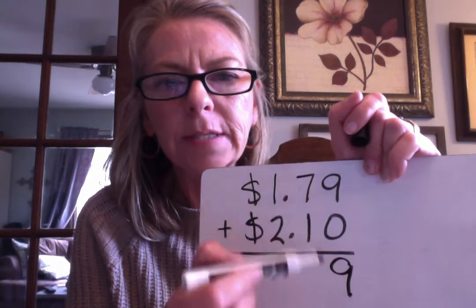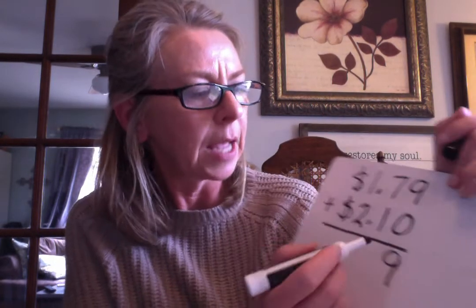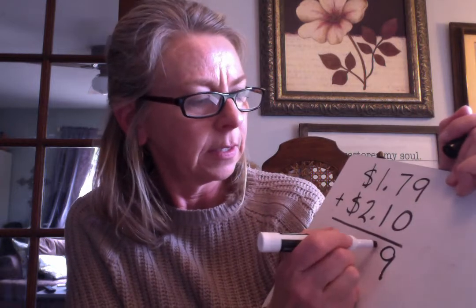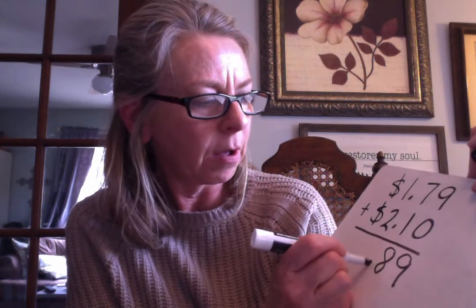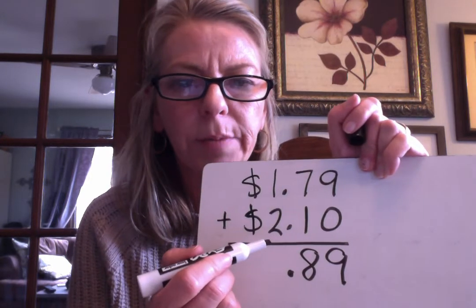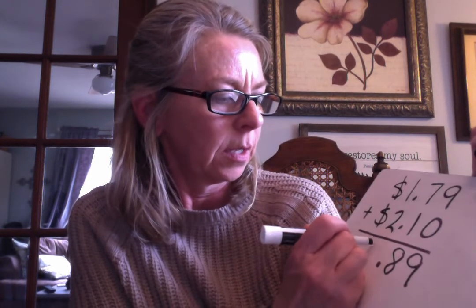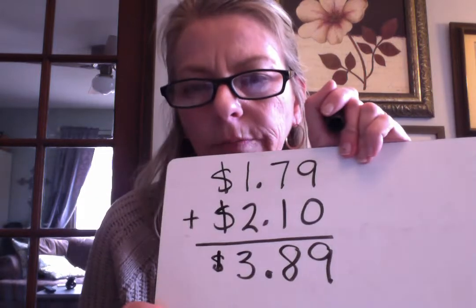Then you can think of this as your dimes column. So we have 7 dimes plus 1 dime equals 8. Then you want to make sure your decimal points are all lined up. And then you can add your dollars. So $1 plus $2 equals $3. Okay, so that's the total of your cards.